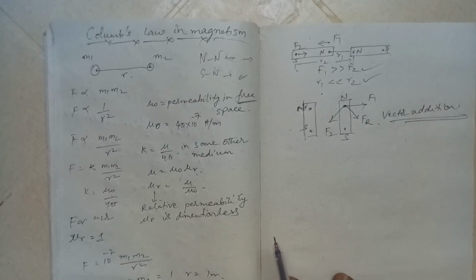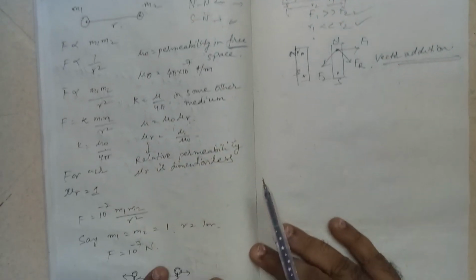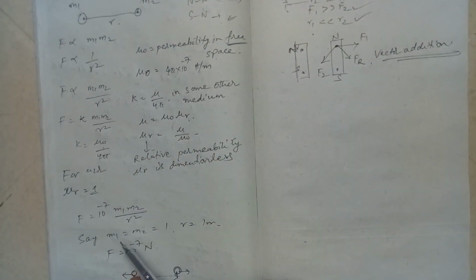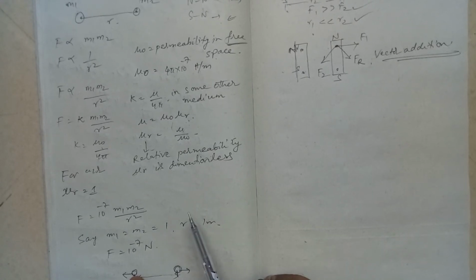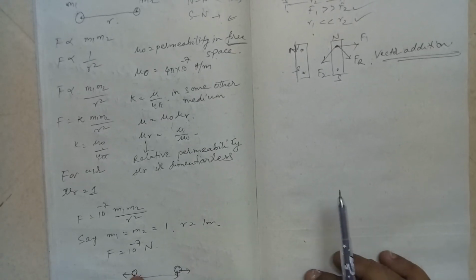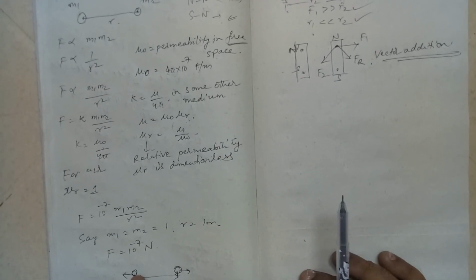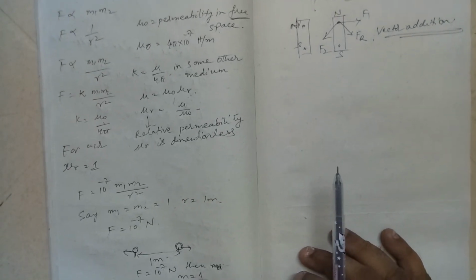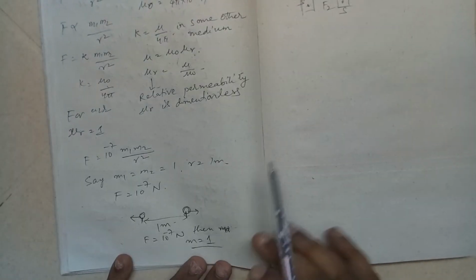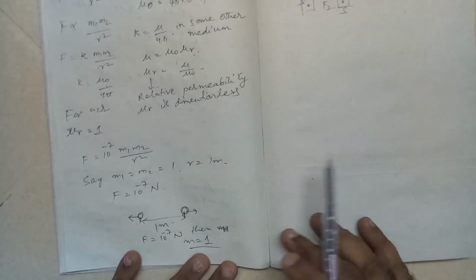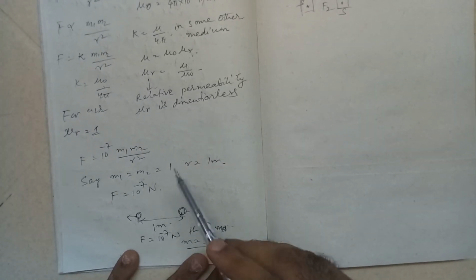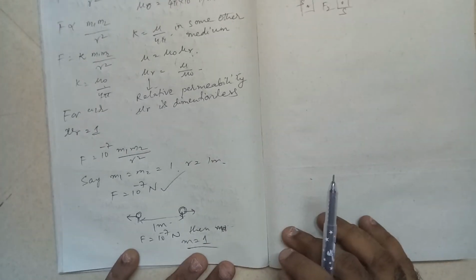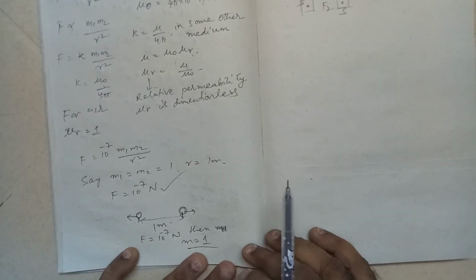Now if you see this equation, if I assume that m1 m2 is equal to 1 and r is also 1 meter, I get F is equal to 10 power minus 7 newtons. What is the meaning of this? Suppose there are two poles separated by a distance of 1 meter, and the force of attraction or repulsion between them is exactly equal to 10 power minus 7 newtons. You can say the pole strength is 1.